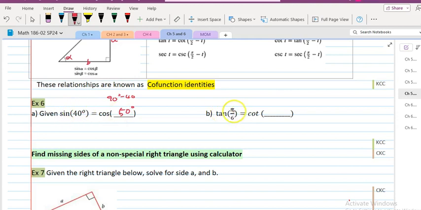For example, if I have tangent pi over 6, its co-function is cotangent, so I would do pi over 2 minus pi over 6. This would be 3 pi over 6 minus pi over 6, which is 2 pi over 6, equal to pi over 3. So tangent pi over 6 equals cotangent pi over 3. You should also notice this in the unit circle.